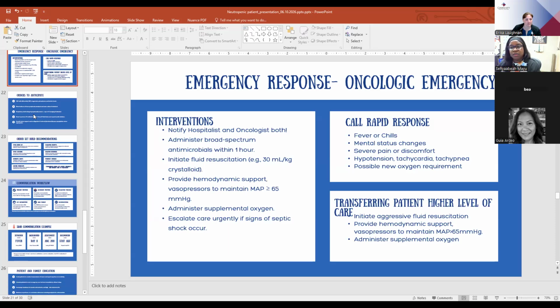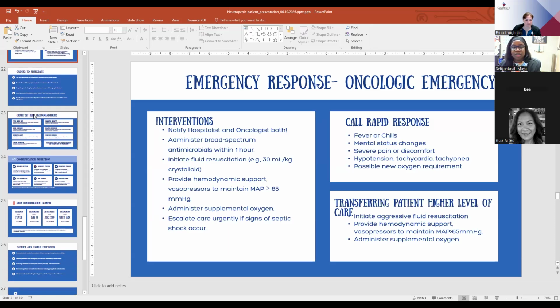So emergency response, oncological emergency, we want to notify both the hospitalist and the oncologist. We want to administer broad spectrum antibiotics within 1 hour. Fluid resuscitation is a big thing. Hemodynamic support, so vasopressors. So more than likely, these patients will be going to a higher level of care, ICU. And then escalate any care urgently if signs of septic shock occur.